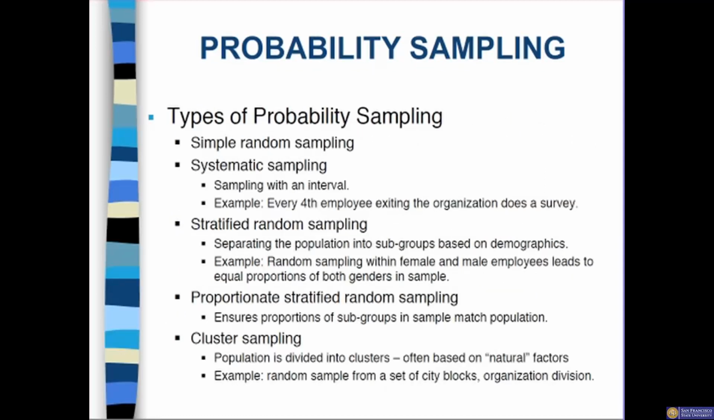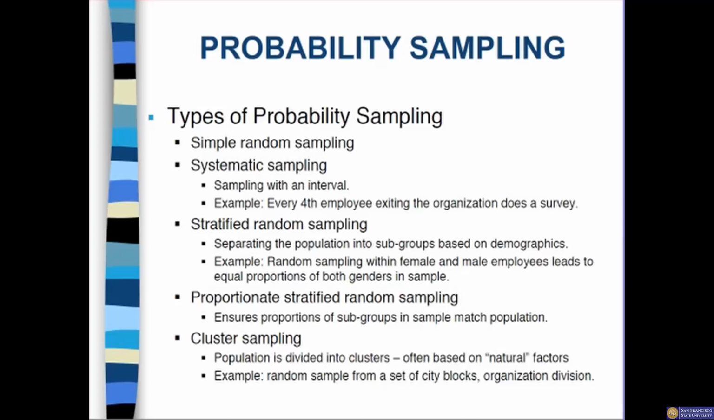There are different types of probability sampling that I want to give a little bit of information on, but it's important to know that there are different approaches you can take depending upon how much access you have to your population. First off, simple random sampling. You can just randomly sample everybody within your organization or of your population and see what happens.